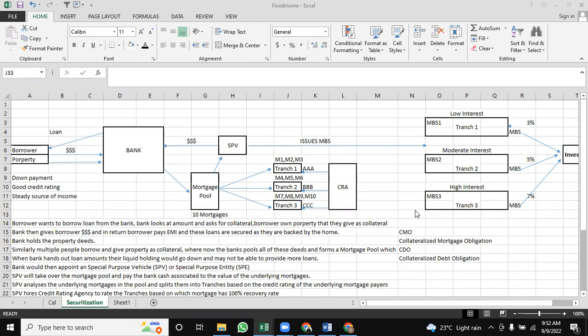Ma'am, enough. Okay, right. Any other questions from fixed income? Ma'am, what is the difference between collateral bonds and debentures?